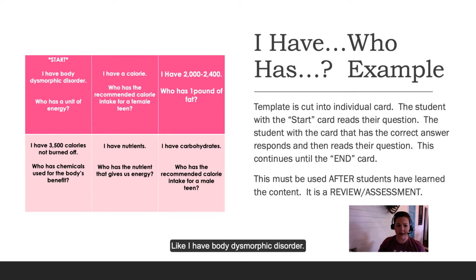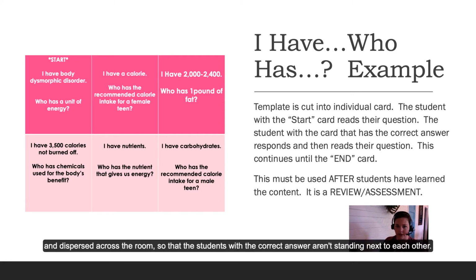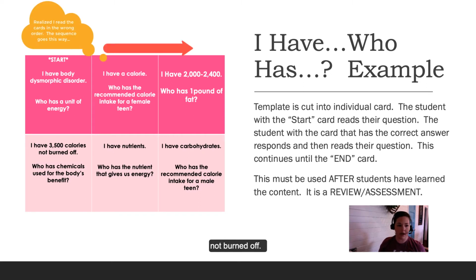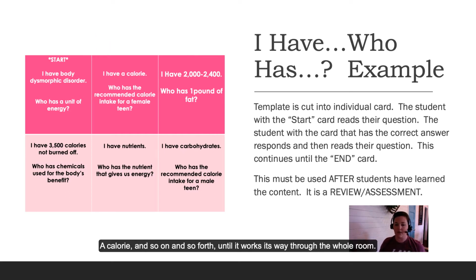Like, I have body dysmorphic disorder. Who has a unit of energy? These cards would be cut up and dispersed across the room so that the answers aren't standing next to each other. Then everybody has to listen to see if they're going to go next. Another student would respond, I have 3,500 calories not burned off. Who has chemicals used for the body's benefit? I have a calorie, and so on and so forth until it works its way through the whole room and you get to the end card.